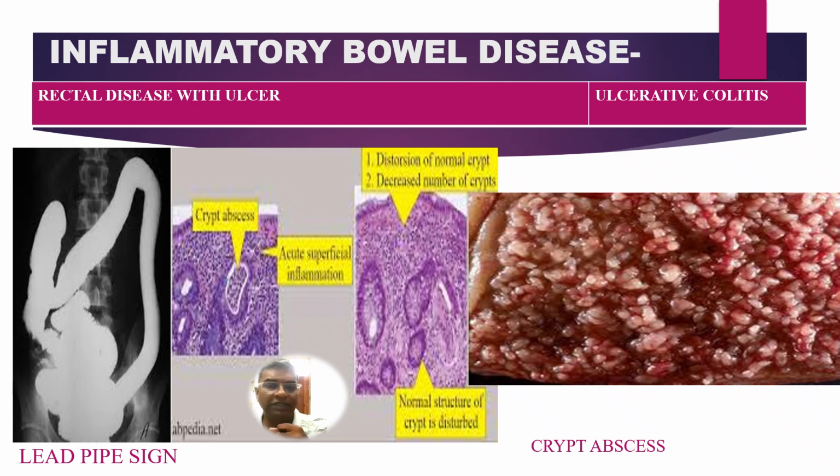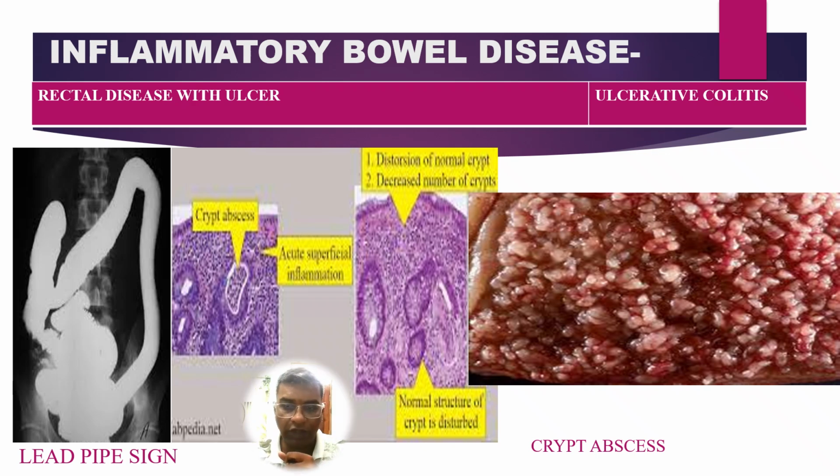So once again we will repeat, rectal disease with ulcer is ulcerative colitis. There will be superficial inflammation, there will be crypt abscess, pseudopolyps and lead pipe sign and toxic megacolon. These are the characteristic features of ulcerative colitis. There will be no granulomas in ulcerative colitis.